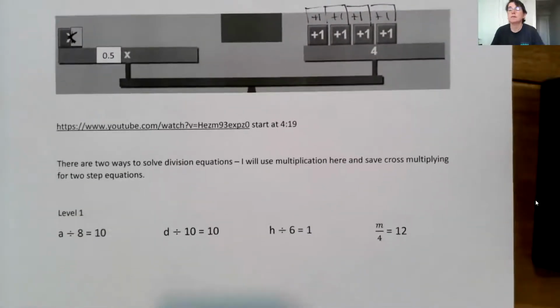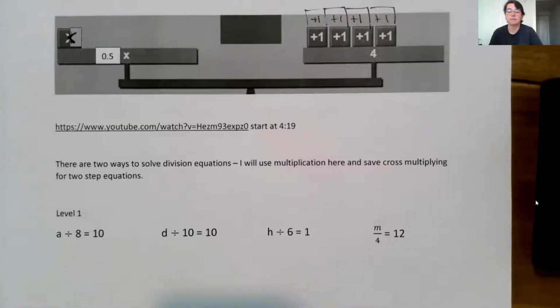All right, so there are 2 ways to solve division questions. I'm going to use the multiplication method here. And later on, when we get to 2-step equations, I'm going to show you how to do it cross-multiplying. I'm not fond of fractions. I find very few students who are fond of fractions.